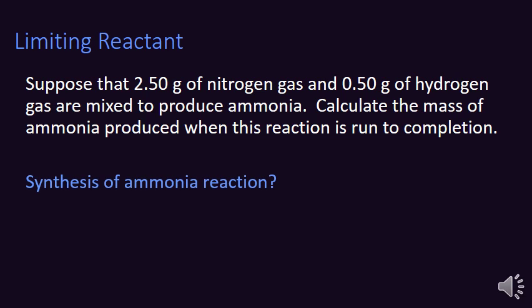So we need that chemical equation. Remember, to synthesize means to make it from its elements. Yes, you need to know the chemical equation for ammonia. It's NH3, but look, the problem tells you nitrogen gas and hydrogen gas. So there's our chemical equation.